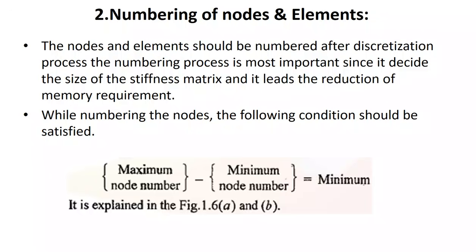If you take a triangle element, the triangle has 3 corner points. Each point is called a node. If we give node numbers for a particular triangle element, they will be 10, 11, 12. Because it has 3 nodes, we get the numbers 10, 11, 12 for a particular element. Here the maximum node number is 12 and the minimum node number is 10. So 12 minus 10, the value will be 2. This we want to satisfy.